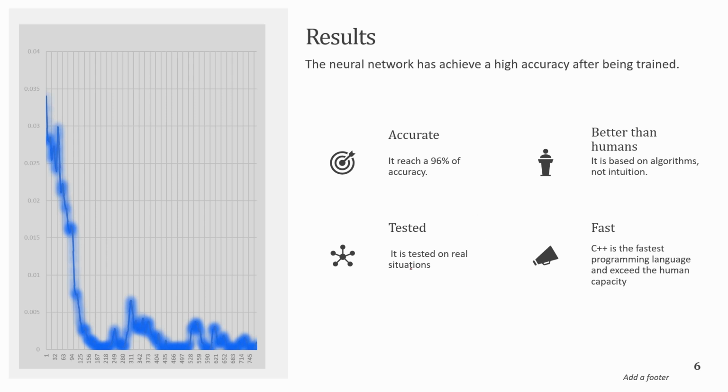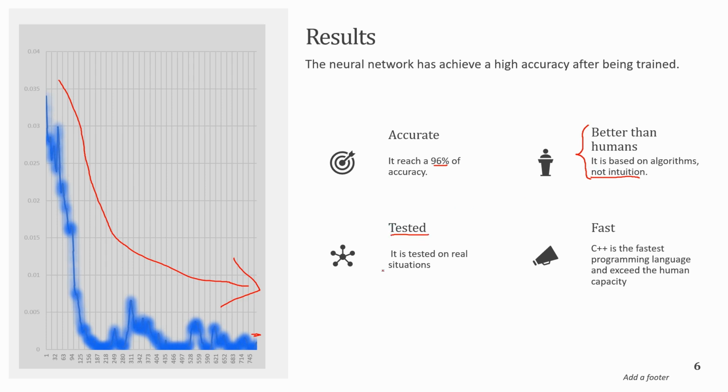The results: the neural net has achieved a high training accuracy, and it predicts the stock market very well. You can see that we have 96% accuracy. It's really good, and this represents the error, which you can see decreases a lot, and we reach a minimum that is below 5 to the power of 10 minus 3. The neural net is better than humans. It's based on mathematics and previous data and not intuition.